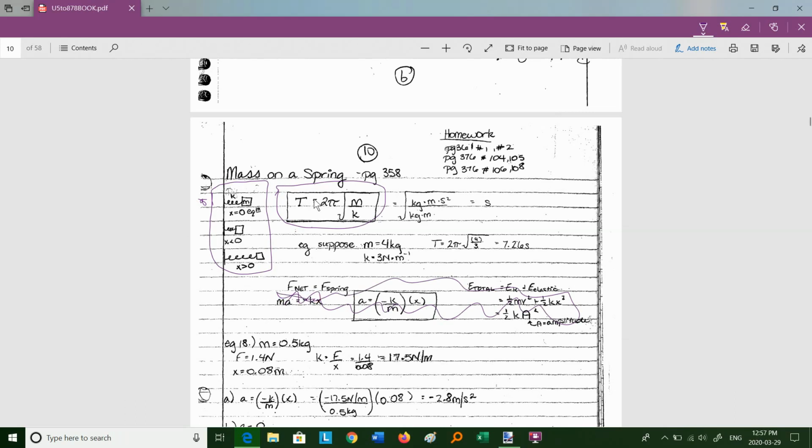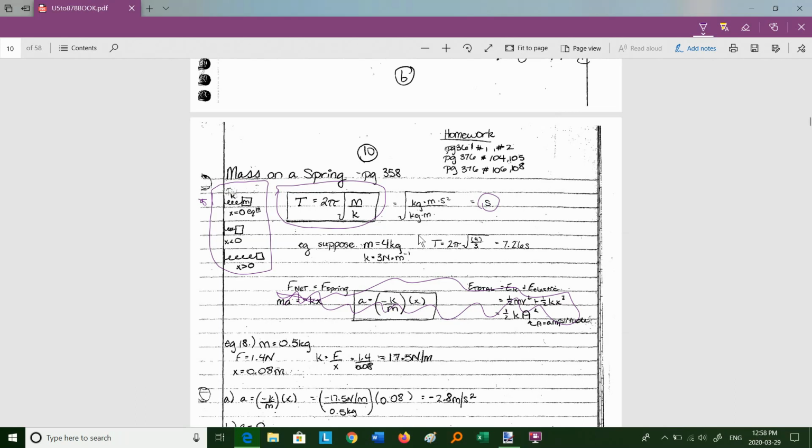But I do want to look at this equation here. Let's say you had a mass of 4 kilograms and a k of 3 newtons per meter for the force constant. Then I want to get the period. All you do is 2 pi square root of m over k. You can prove that on your own if you're really interested. And the units do work. We want the units of period to be seconds. So it's just 2 pi square root of 4 over 3, and you get 7.26 seconds.